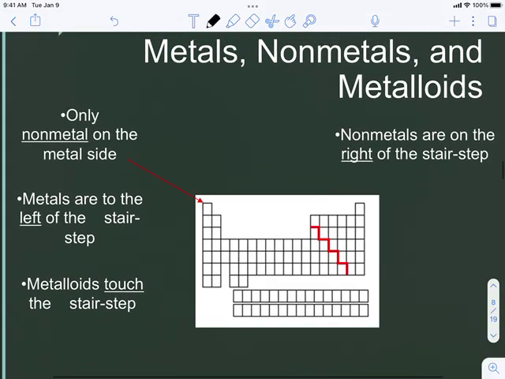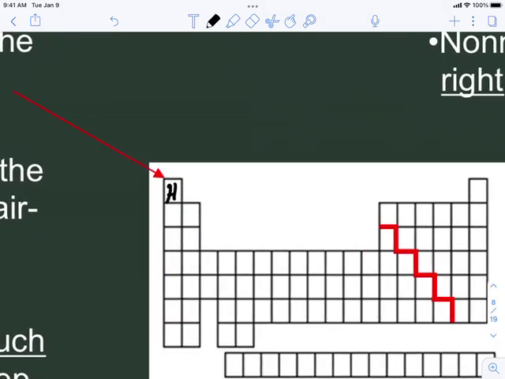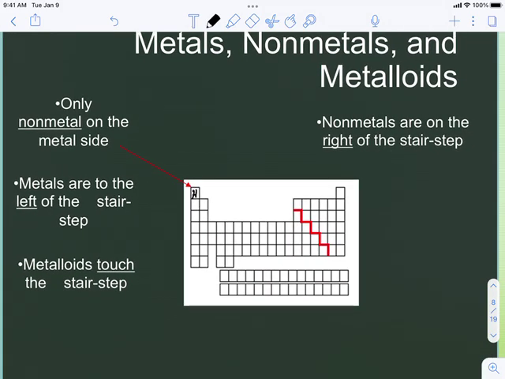So here you go, here's a better picture. Again, it's pointing out hydrogen here. Hydrogen, that's the only non-metal on the metal side. We have metals over here. We have non-metals here. And then metalloids, again, they're touching this red line. So like silicon, for example, is here. Notice it's touching the red.